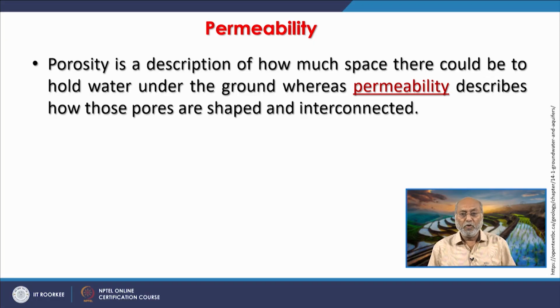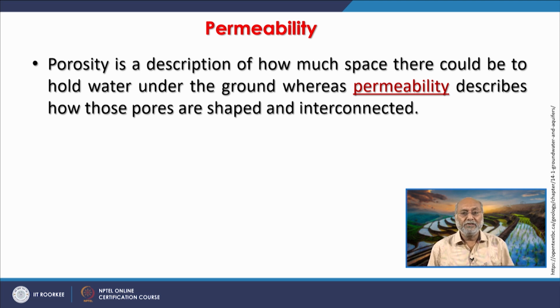As you know, porosity is the description of how much space there could be to hold water, and here we are talking about underground conditions, whereas permeability describes how those pores are shaped and interconnected. Let me give you an analogy, though it is not very befitting, just to understand: if there are a lot of poles and they are not connected, then communication cannot be done. Similarly here, the pores are our poles, and if interconnections, interstices, are there, then the permeability will be there.